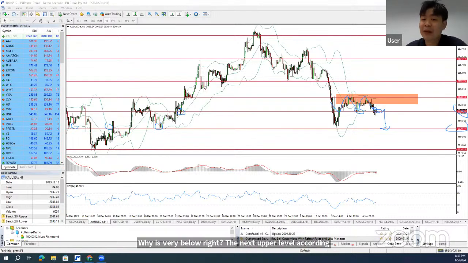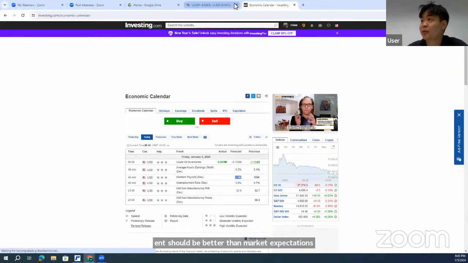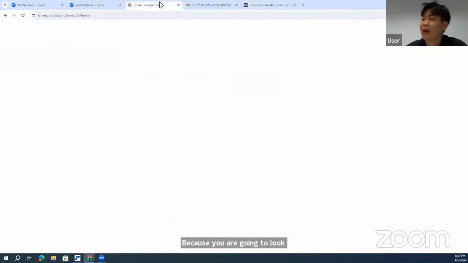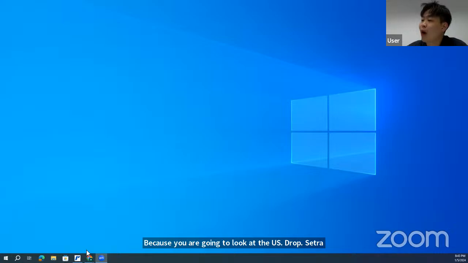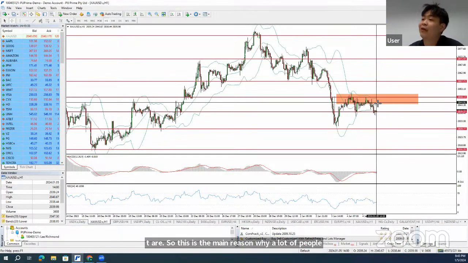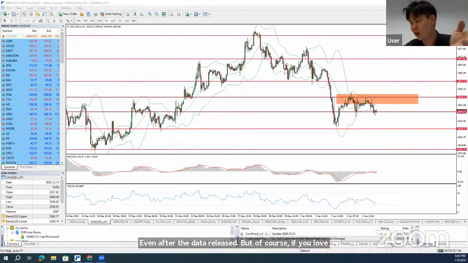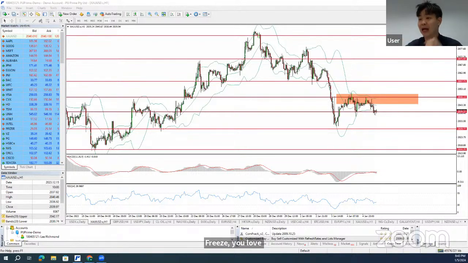There is a higher chance for the NFP as well as unemployment rate to be better than market expectations, because if you look at the US jobs data, most of it has been better. This is the main reason why a lot of people sell gold even after the data release. But of course, if you love high risk, high return, then you can play something completely different from the market. And if you are right, you can gain a significant return.